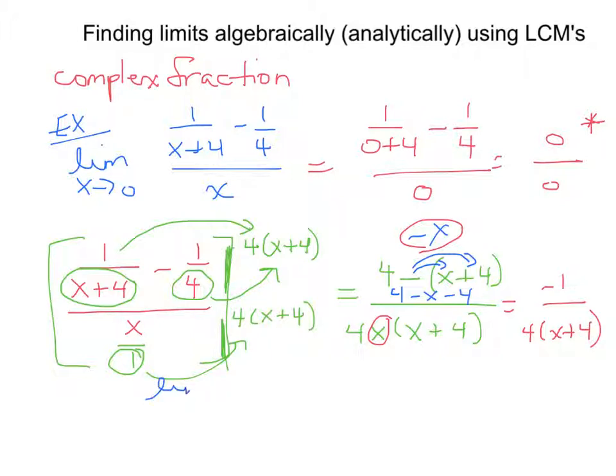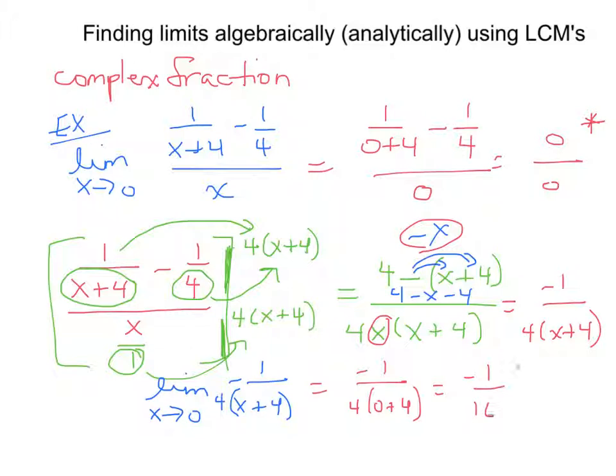So let's find the limit as x goes to 0 of negative 1 over 4 times x plus 4. Direct substitution is going to give me negative 1 over 4 times 0 plus 4. 0 plus 4 is 4. 4 times 4 is 16. And my solution is, the limit is negative 1/16.